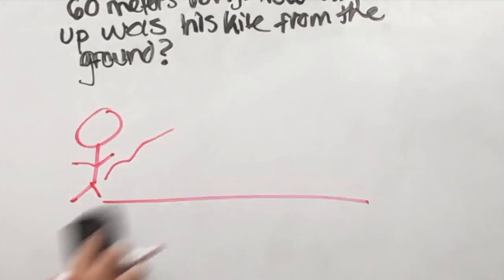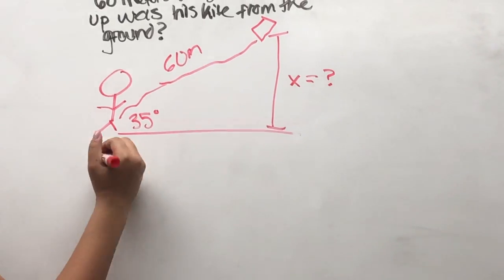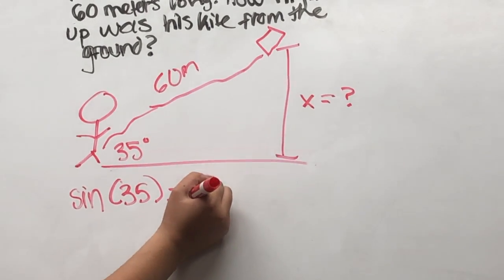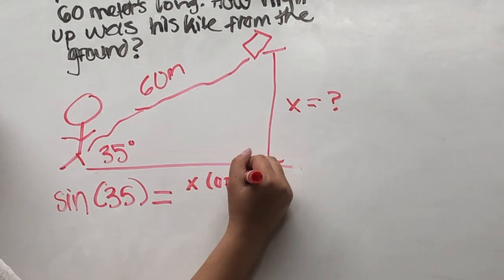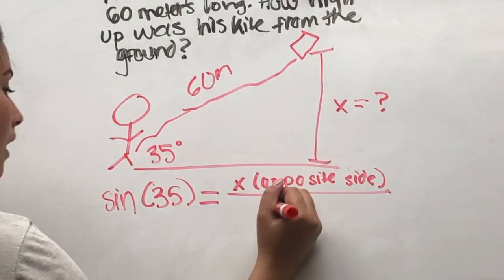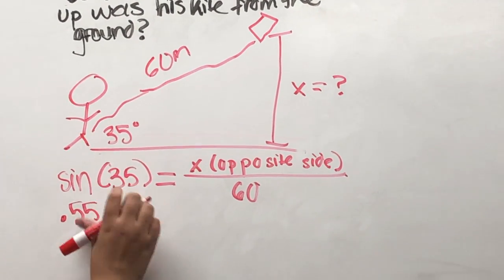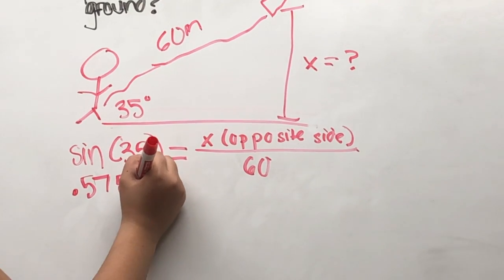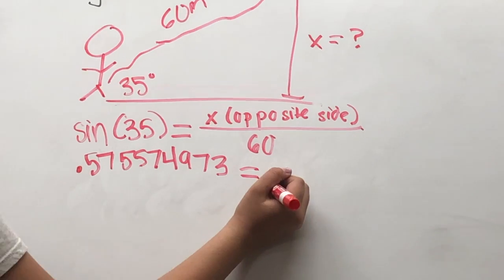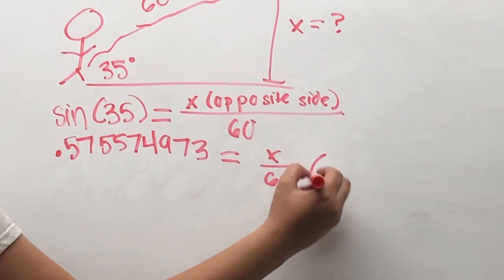Before we can actually solve the problem, we need to have an accurate diagram of Bob and his kite. Now we can write in our equation. So we do sine of 35 equals x, the opposite side of 35, over 60, which is the hypotenuse of this triangle diagram. So then we have to simplify for the sine of 35. So the answer on the board is actually incorrect. It's actually 0.573576 equals x over 60.